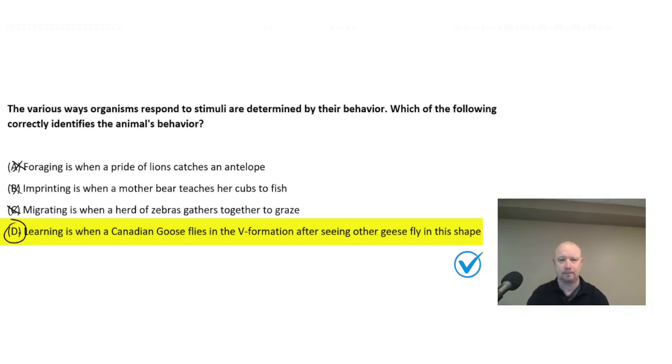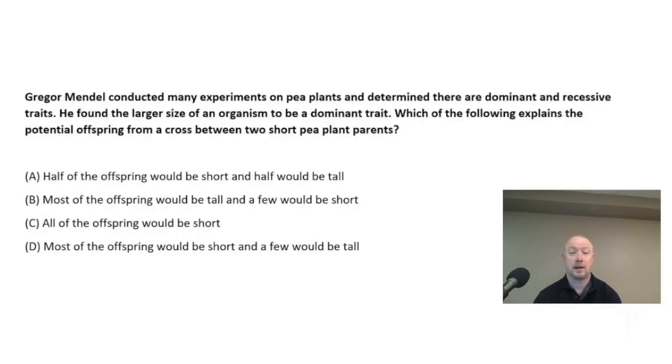Choice D. Gregor Mendel conducted many experiments on pea plants and determined there are dominant and recessive traits. He found the larger size of an organism to be a dominant trait. Which of the following explains the potential offspring from a cross between two short pea plant parents? Is it A, half of the offspring would be short and half would be tall? B, most of the offspring would be tall and a few would be short? C, all of the offspring would be short? Is it D, most of the offspring would be short and a few would be tall?